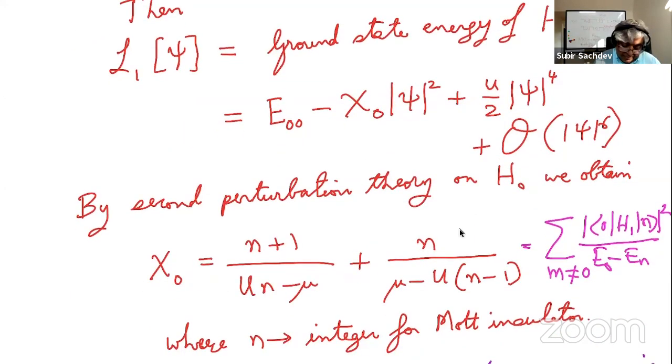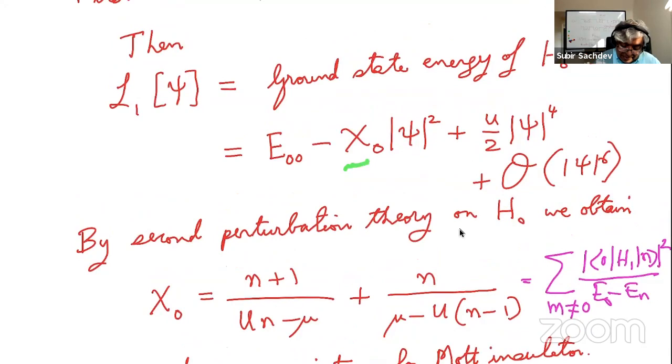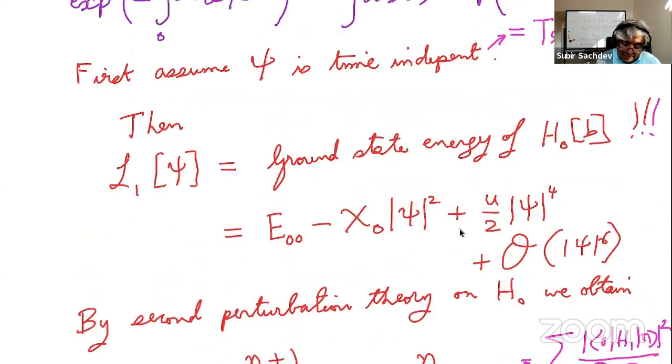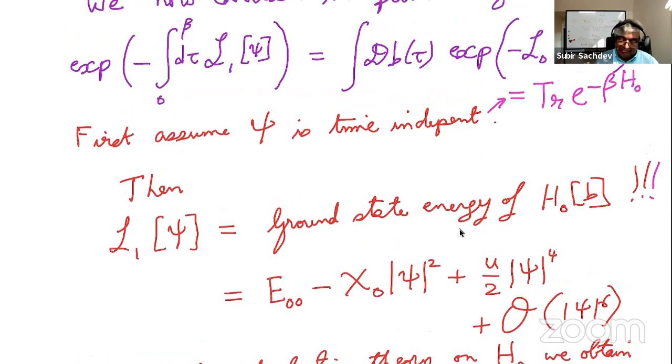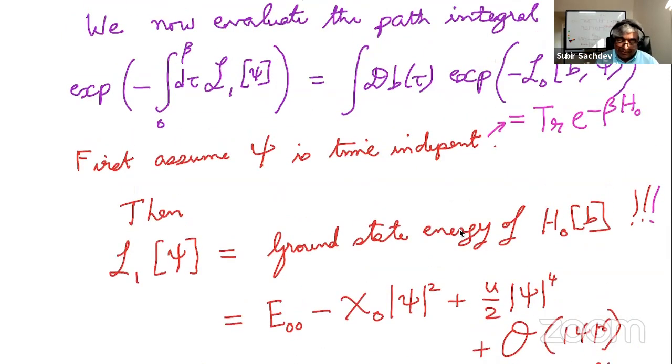Okay, so we've got this chi naught and some claimed positive number when psi is time independent. Well, what about the time dependence of psi? Then it's a little more complicated. The simplest way to do this path integral is to do some diagrams, just like you did for the Ginzburg-Landau theory.